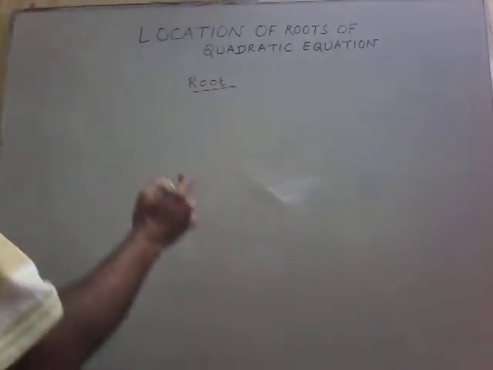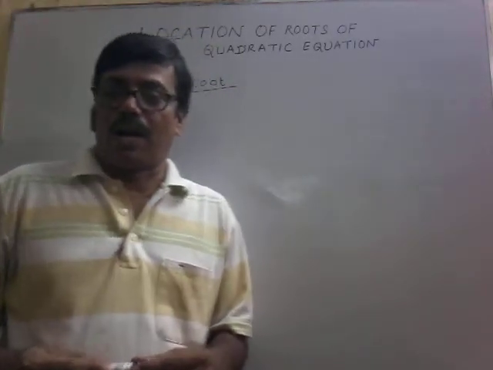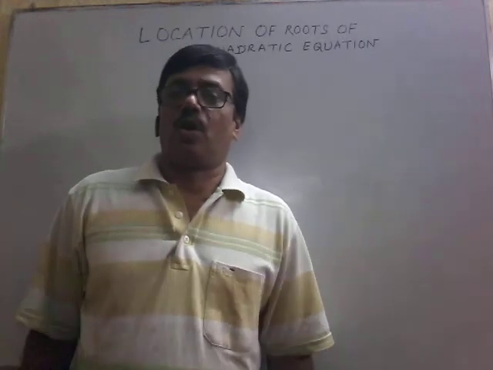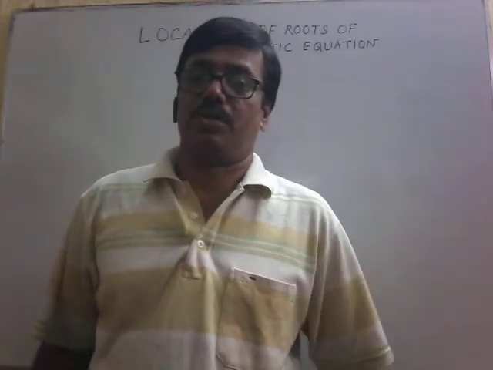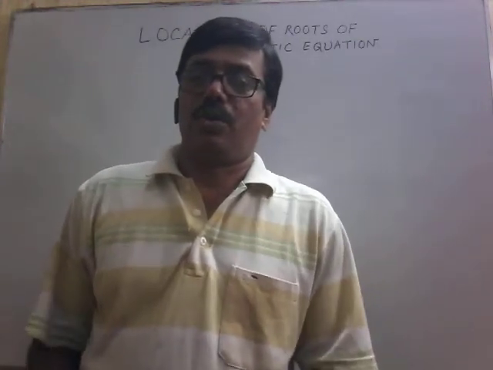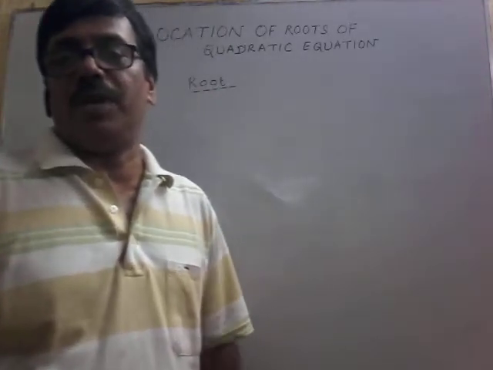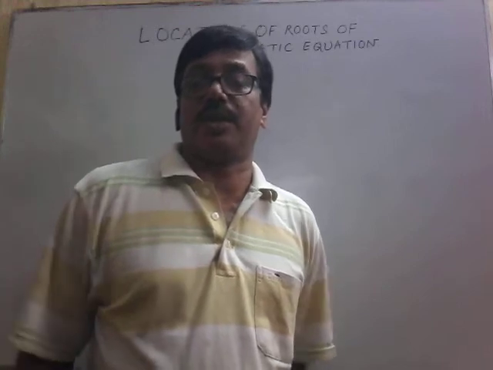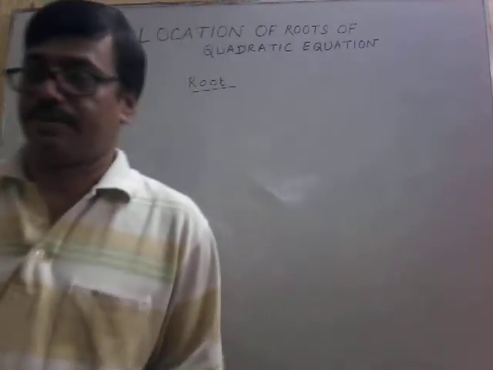We know a real number alpha is called root of f(x) if f(alpha) equals 0. So we can find the meaning of roots of quadratic equation graphically also. What is graphical method?